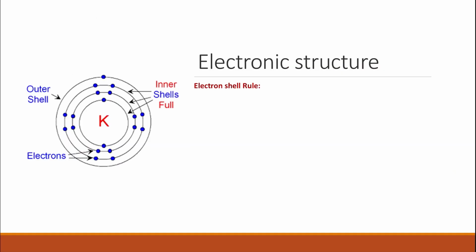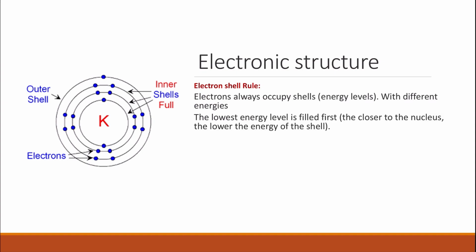Now moving on to talk about the electrons and the electronic structures. So electrons always occupy shells, or what we call energy levels. These shells or energy levels have different energies. The lowest energy level is filled first with electrons, and then the other energy levels will start to be occupied by electrons. There is a maximum capacity for each energy level.